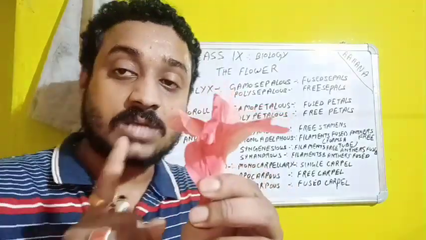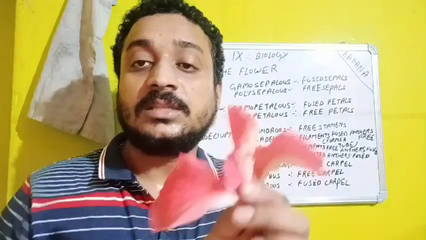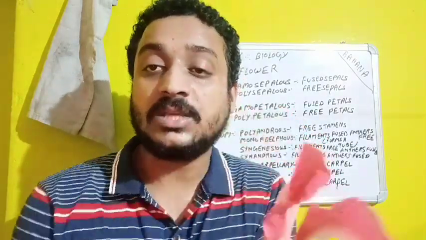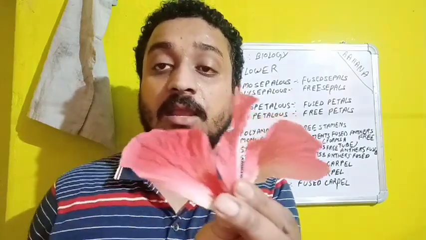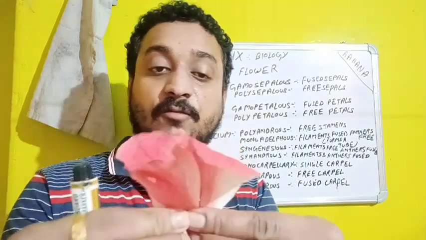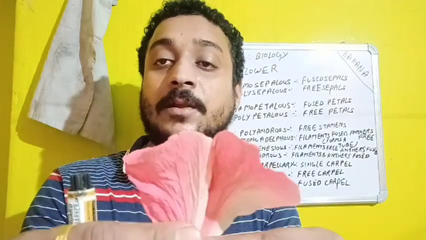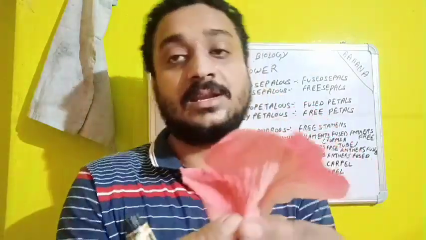But at the start of the class, I showed the petals were free. They were freely attached. That condition of the flower is known as free, that is polypetalous. And when they are fused, this condition of the flower is known as gamopetalous. So polypetalous and gamopetalous. I think it's clear to you.